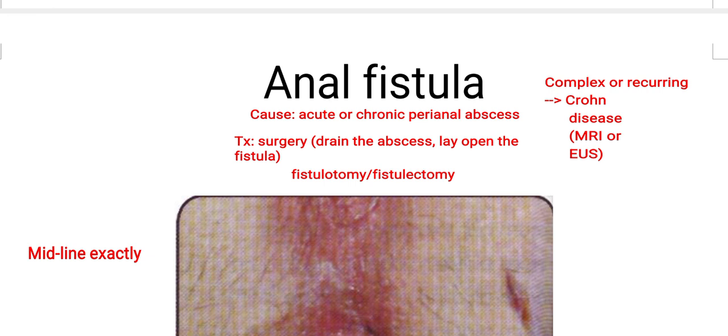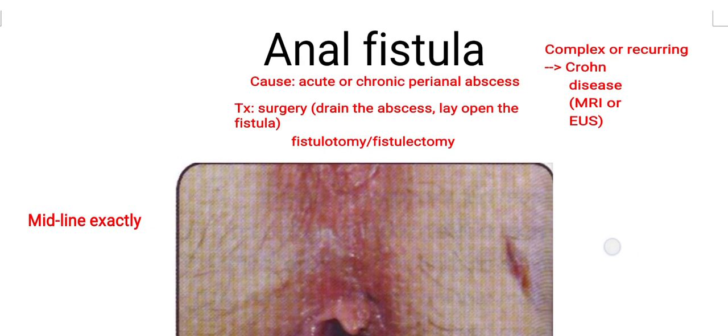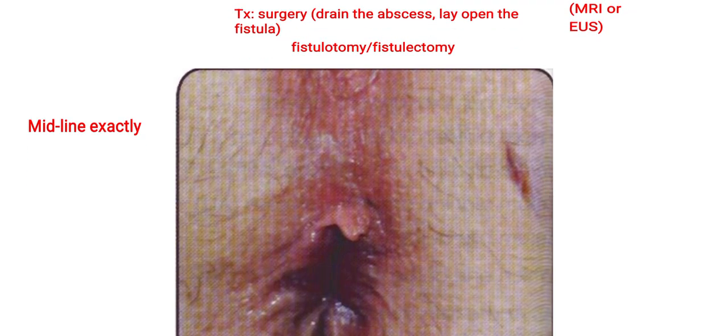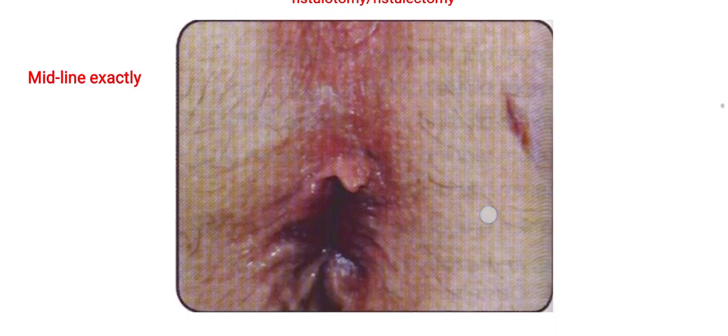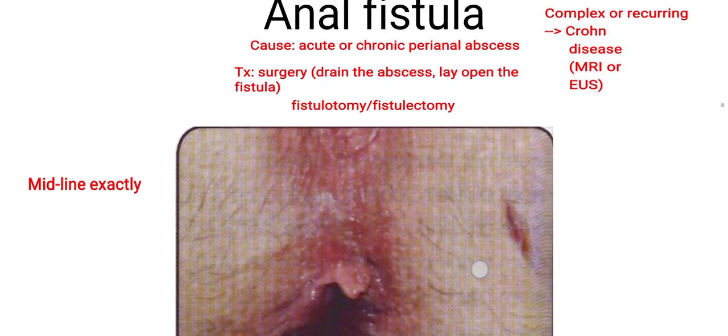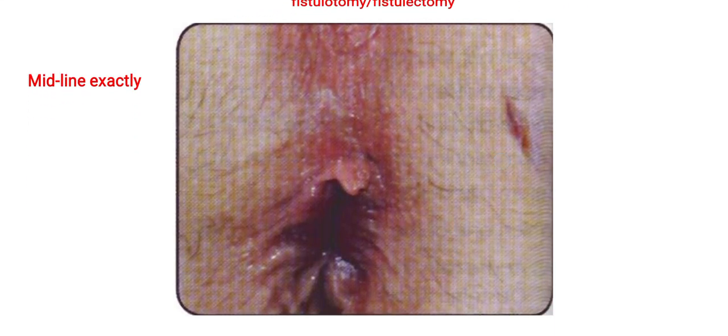Nazar. Today we will continue with the same images and pictures discussions one by one. We'll go further. And today's case is anal fistula. Here you can see the picture. This is the case of anal fistula.